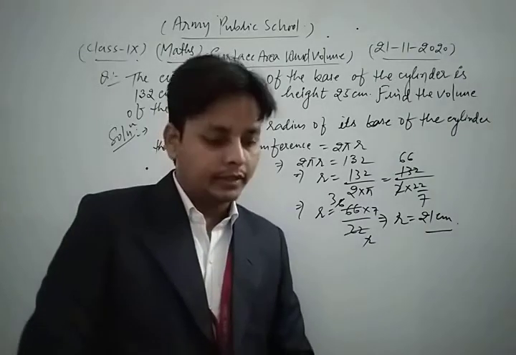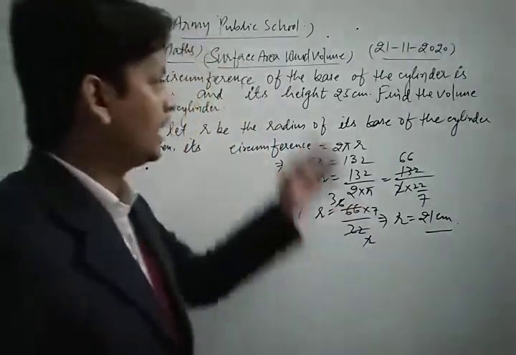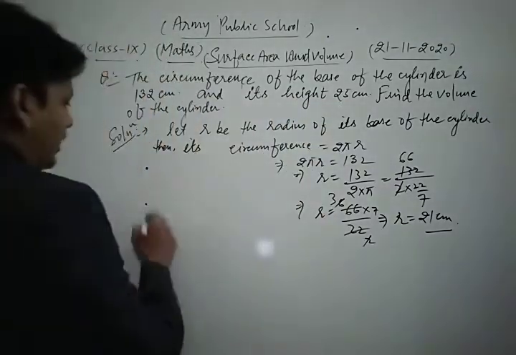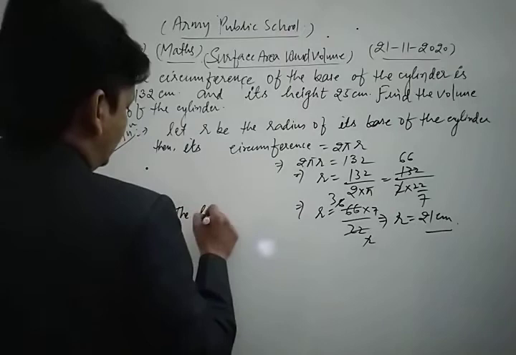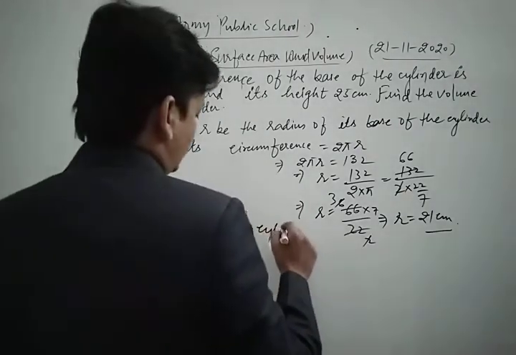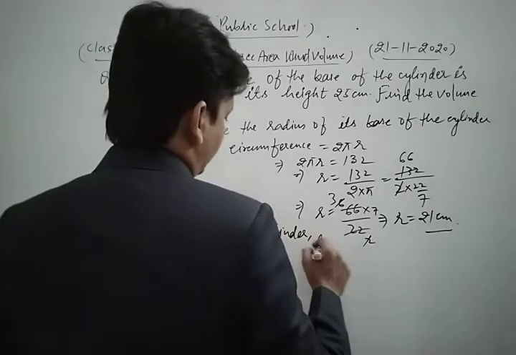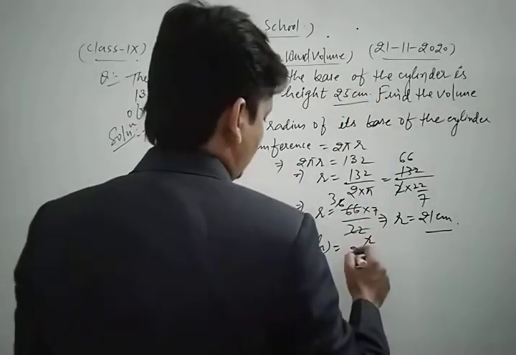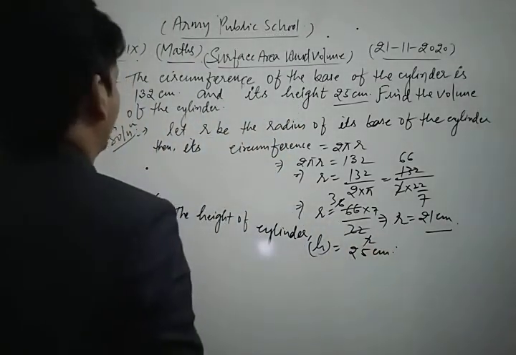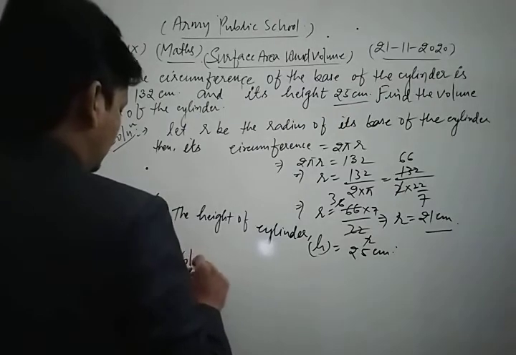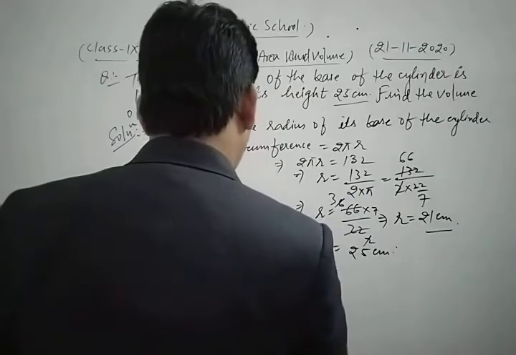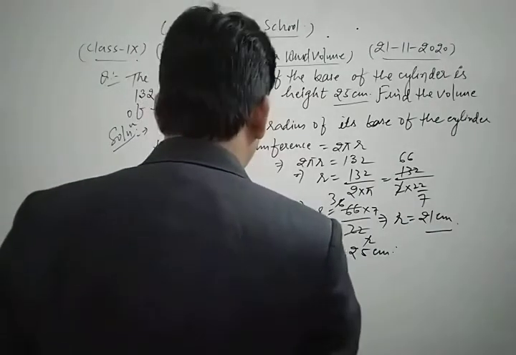In this way, first of all we find the radius of the base of the cylinder, which is r equal to 21 centimeter, and the height is already given as 25 centimeter, that is h is equal to 25 centimeter. Now we find the volume of the cylinder.